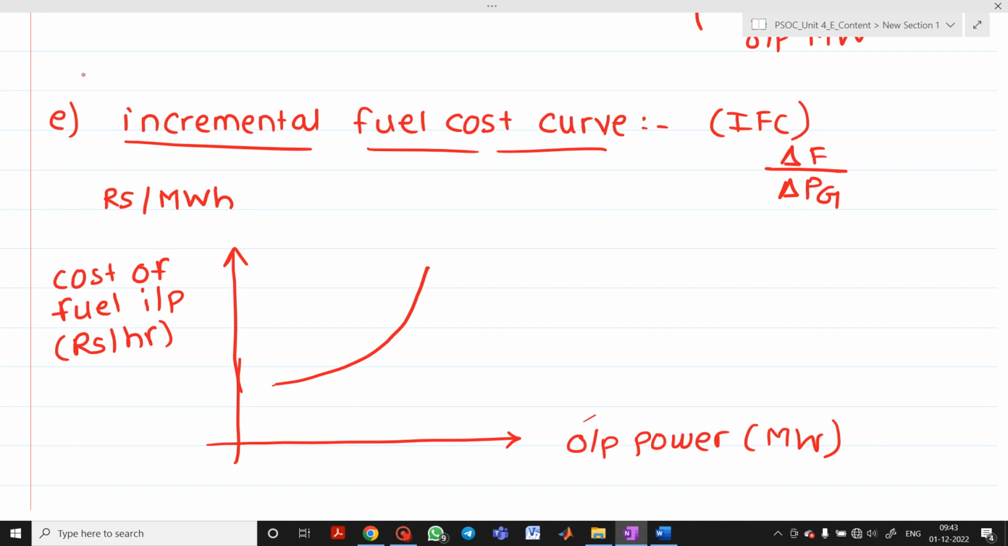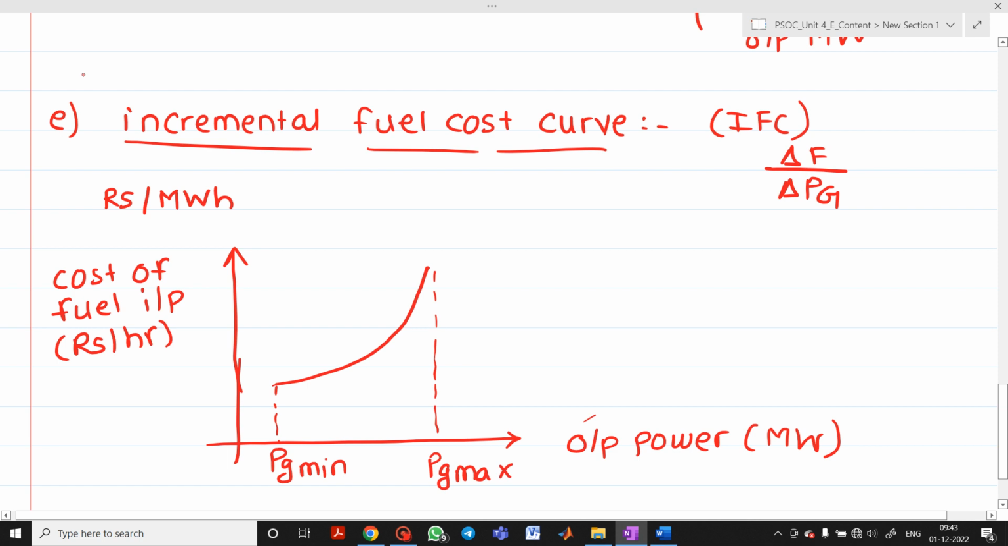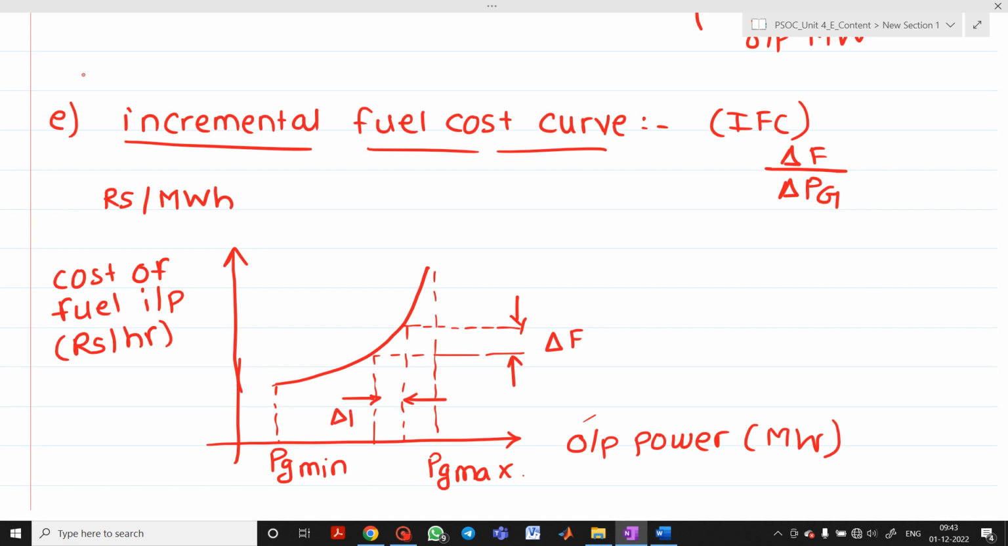So as we know, this will be PG minimum. Okay, this will be a PG minimum. This will be a PG maximum. So PG minimum and PG maximum. Now if I take a slope of this, let me draw it like this. It will be like this. So what will be this? This will be a change in the cost of a fuel, which is delta F, and this will be your delta PG.